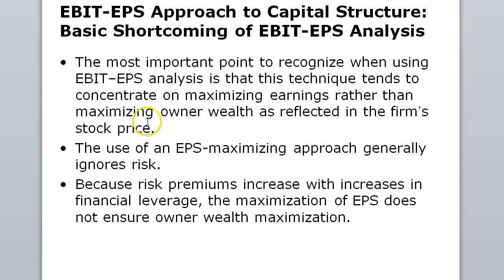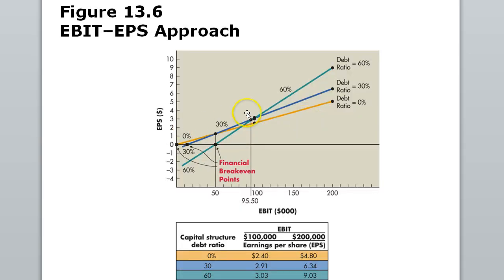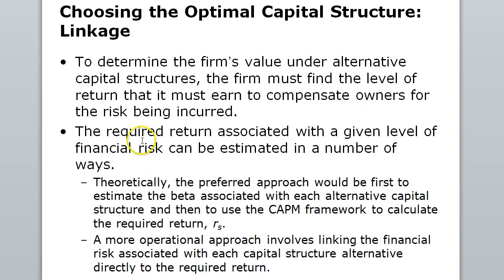Most important to point out and recognize that when using this analysis, the technique tends to concentrate on maximizing earnings per share rather than shareholders' wealth. The use of the EPS maximizing approach generally ignores risk. And because risk premiums increase with increases in financial leverage, the maximum EPS does not ensure the owner's wealth maximization. We're just looking at earnings per share generation here, and we're ignoring the risks to get to this $9 earnings per share. We're ignoring the risk of having so much debt. So it's just another method to look at.